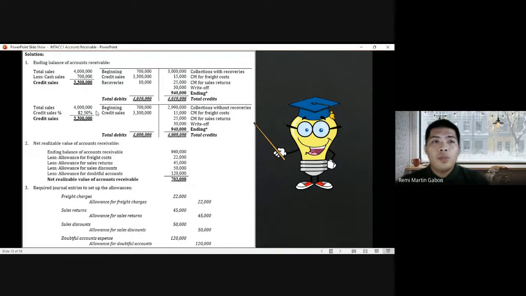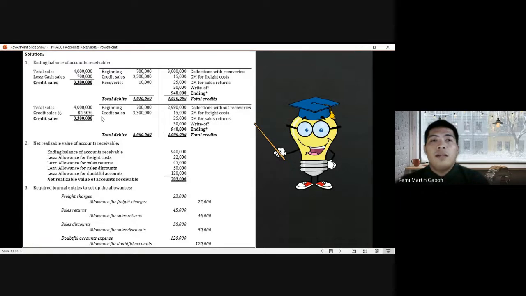So for our solution, our computation earlier for the credit sales is correct. Total sales less cash sales, because that is the only other sales revenue present. So the difference is the credit sales at 3,300,000. We can analyze either this one or this one. Both are correct.